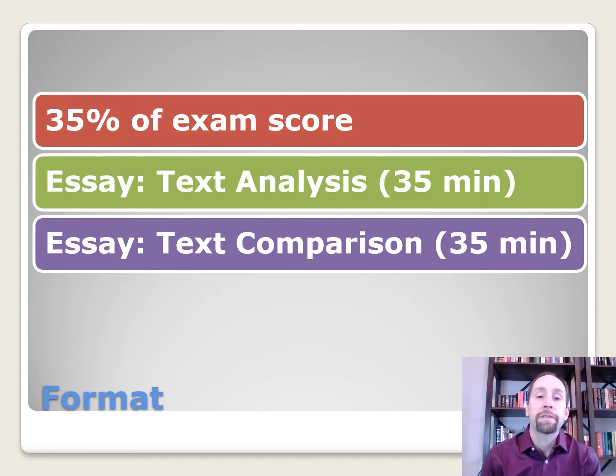All right, so the first one is the text analysis, where we take a look at one text. And the next one is the text comparison, where they give us two texts. One of them is from the required reading list, and the other one is not from the required reading list, but there's going to be some connection that they're going to want us to make.